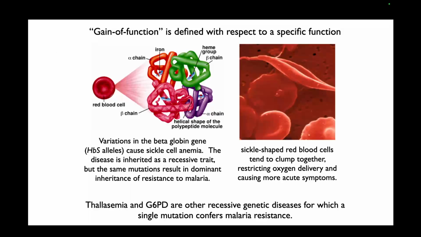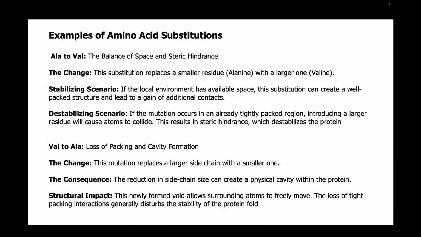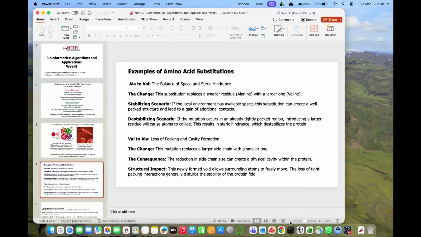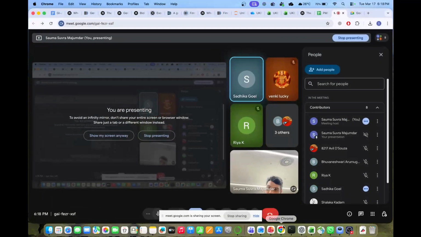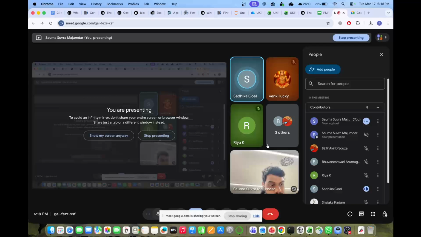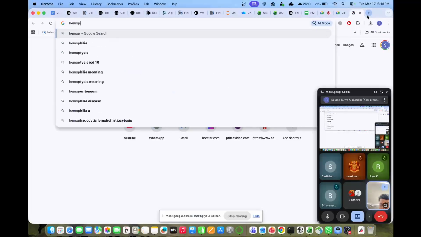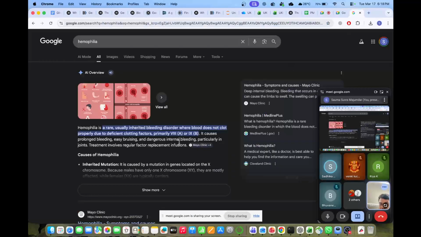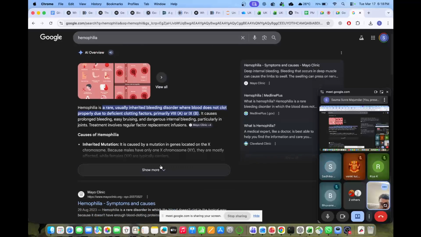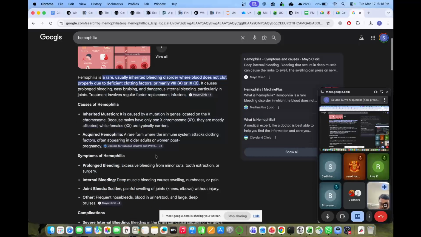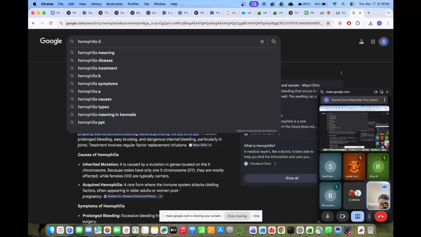Right? Okay. Now, diseases like hemophilia are loss of function, right? It is loss of function, but it is, I think, just let me check quickly. I do not remember off the top of my head. It's an X-linked disease. Yes.